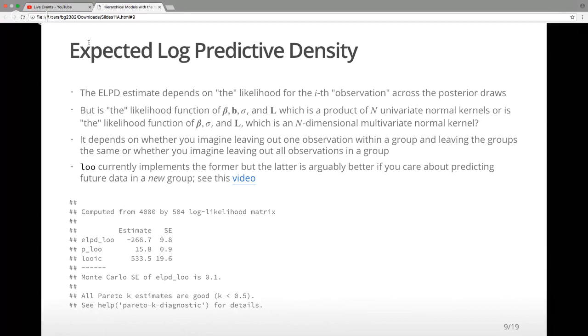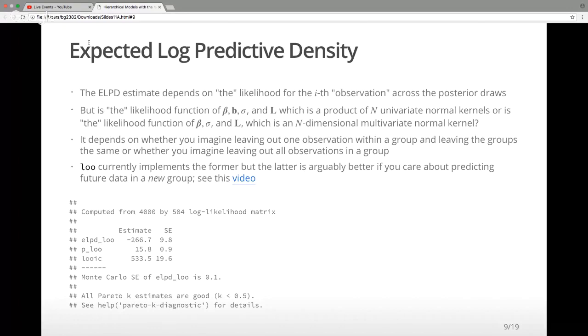So are you leaving out observations with the same groups, or are you leaving out a whole group? That governs which likelihood function you want to use. Now, what Lou currently implements is the thought experiment where you're leaving out one of the 504 observations, but keeping the predictions confined to these 7 chimps. But the other way, integrating out the group variables, is arguably better if the criterion that you have utility on is, can I predict a future chimp better for the whole raft of things?